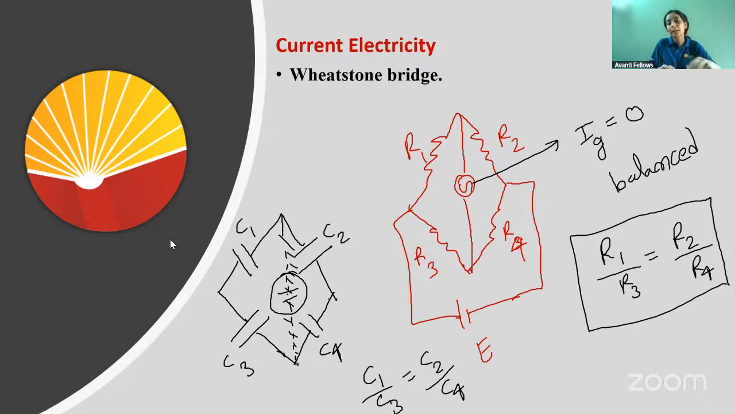Then you can consider C1 and C2 in series, C3 and C4 in series, and together they are in parallel. Here, there is no current, which means whatever is here will be here. It means these two are in series, these two are in series. And R1, R2 in series is in parallel with R3, R4 in series. So that is how we can do it with both capacitors and resistors.